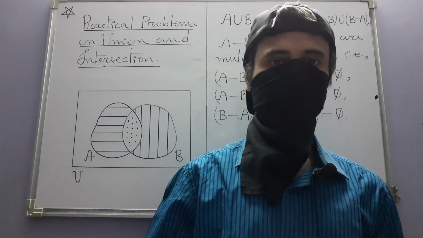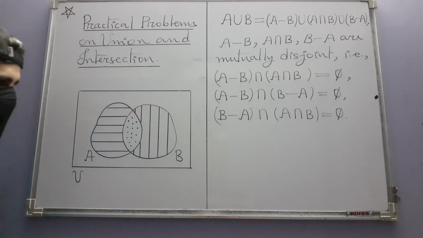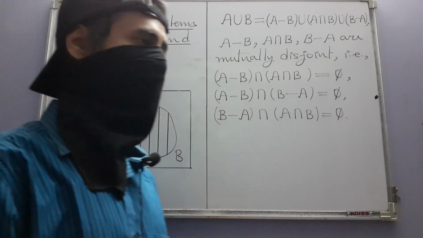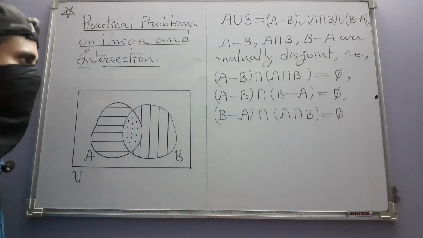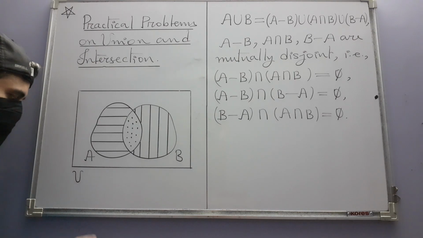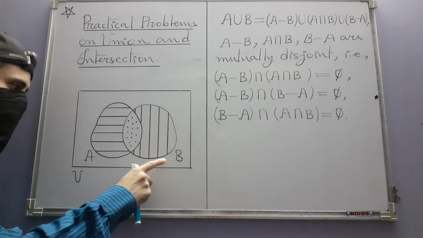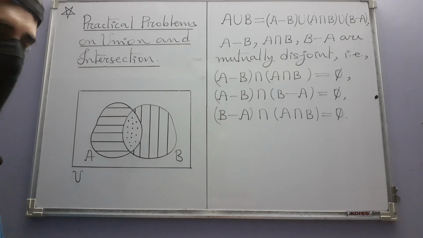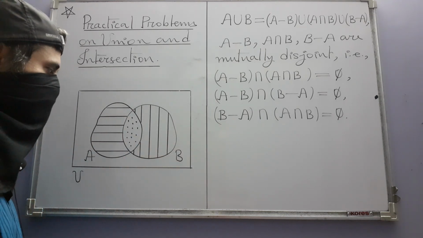Okay, the next topic is practical problems on union and intersection. Well, how practical these problems really are, that is debatable, but anyway, here it is. So, U is again a universal set and it has two subsets A and B. We have drawn the Venn diagram as usual.